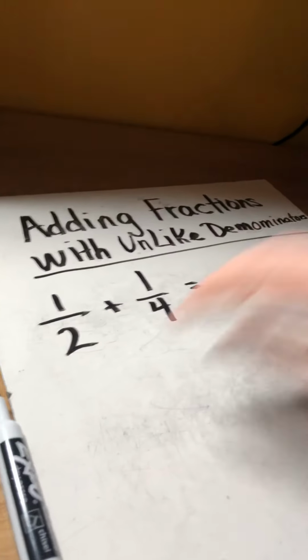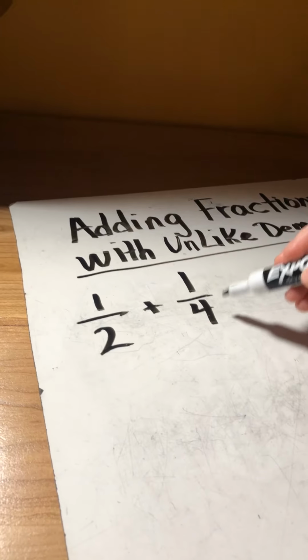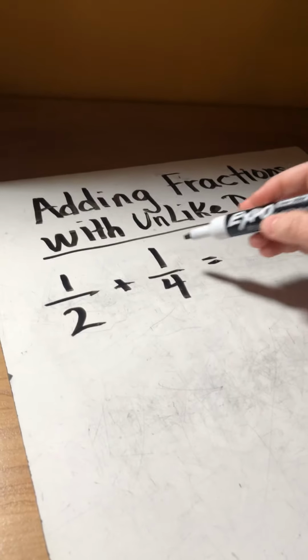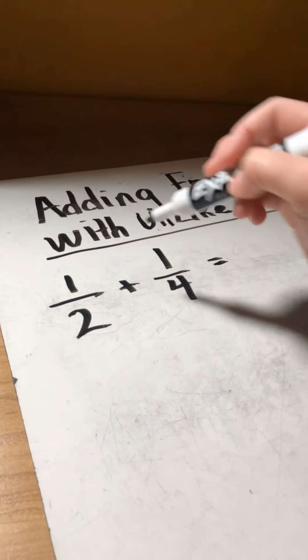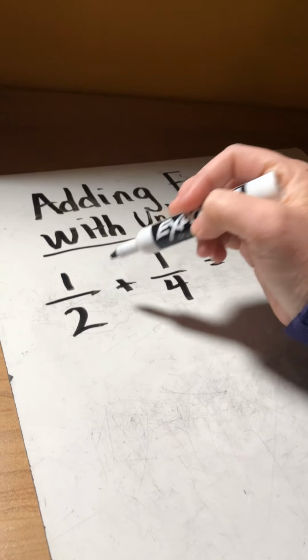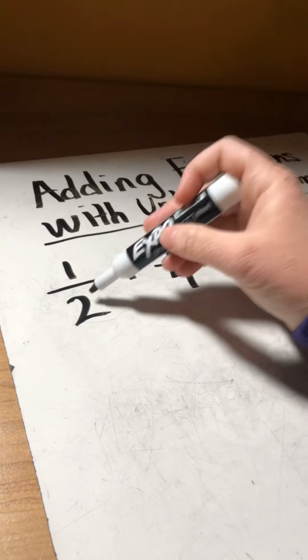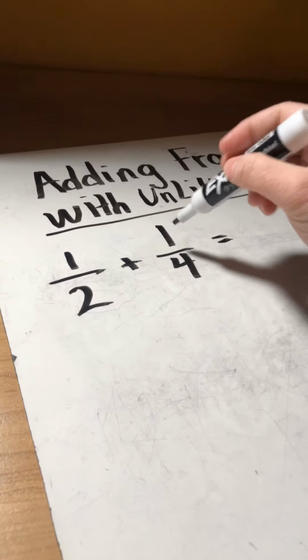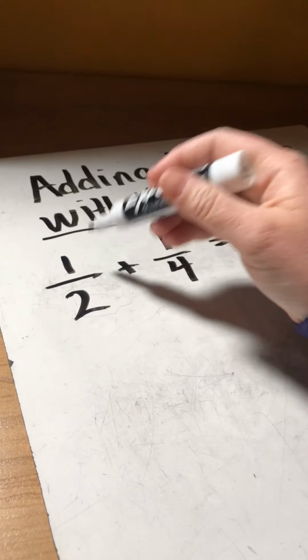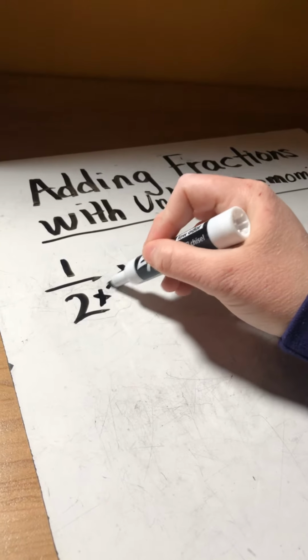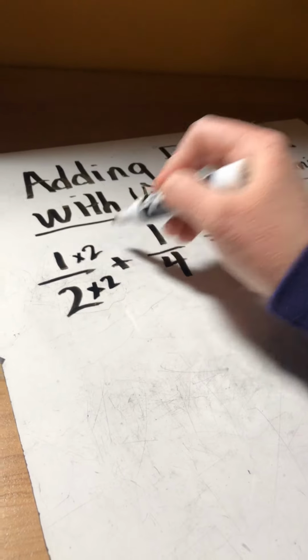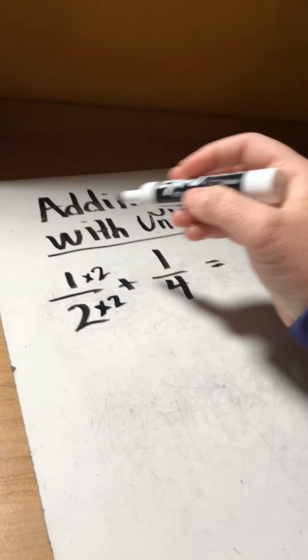Because the 1/4 already has a 4 on the bottom, we're not going to change it. So we're going to leave the 1/4 the same. But we are going to change the 1/2. So how we change it so the denominator is 4, we are going to multiply both the top and the bottom by 2. Remember, whatever you do to the top, you do to the bottom. So now we're going to multiply.